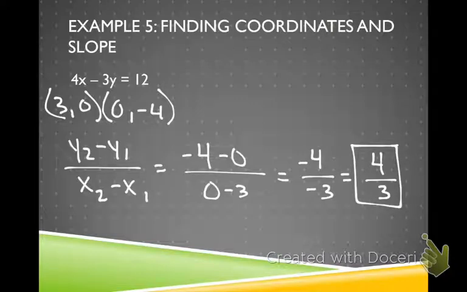We just leave it. So if we have to find slope and all they give us is an equation, we have to find our intercepts and make up our own ordered pairs. Once we have our ordered pairs, we can use the formula to find slope. And that's everything you need to know for section 8.4.